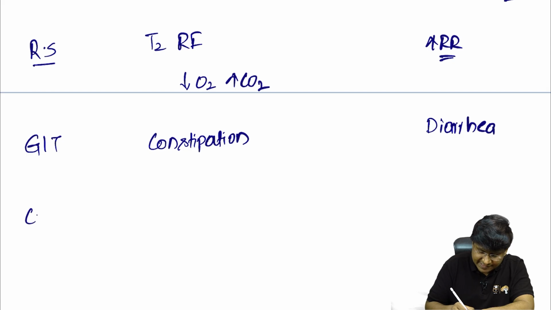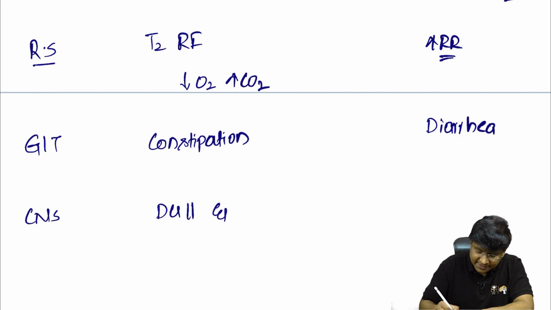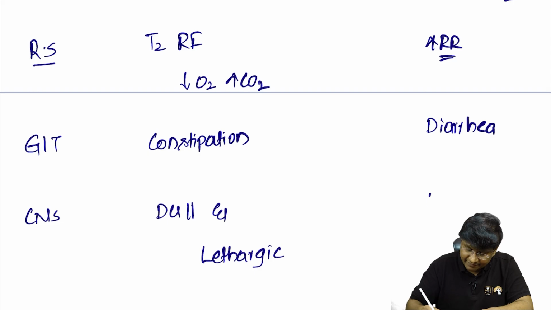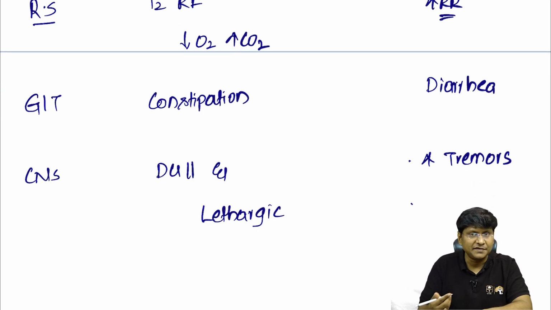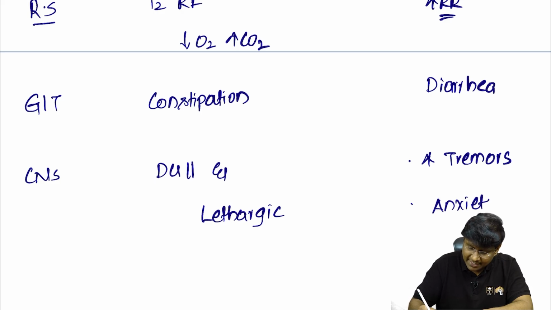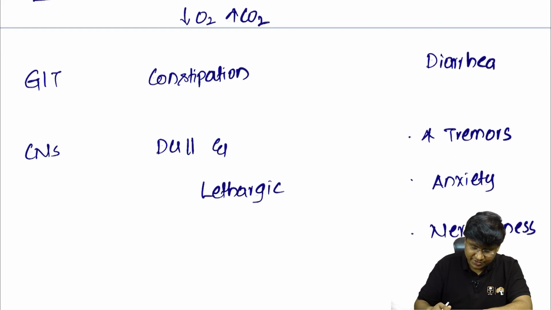And next important is CNS manifestations. In hypothyroidism, the patient will be dull and lethargic, whereas in patients with the hyperthyroidism, they will be having tremors, increased tremors that you will be able to elicit when the patient outstretches the hand. And the other important feature, CNS manifestation, is the anxiety, and there is extreme nervousness, right?